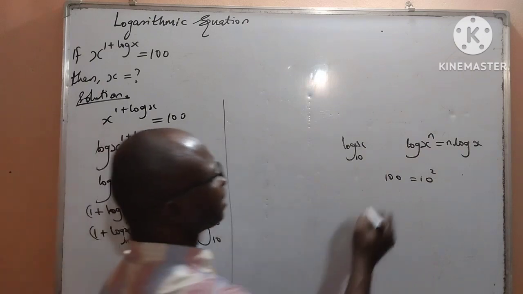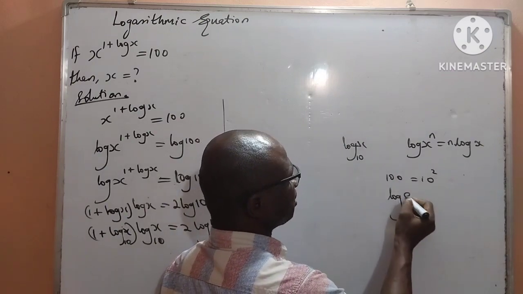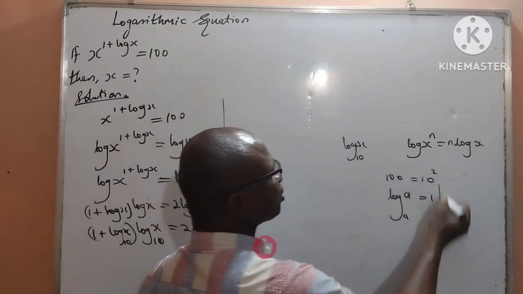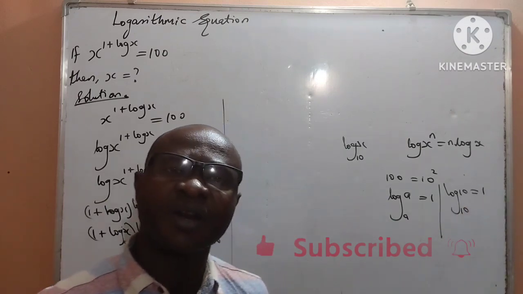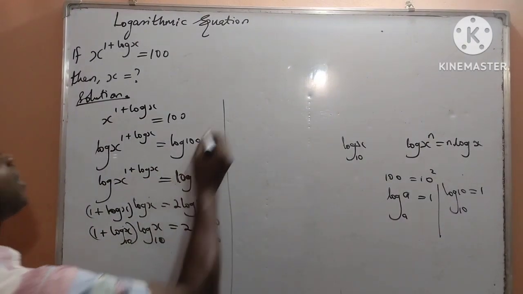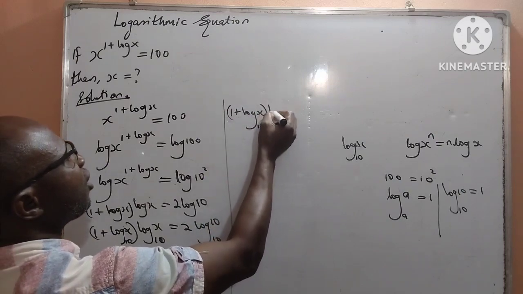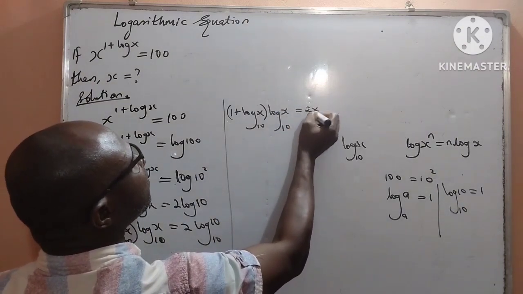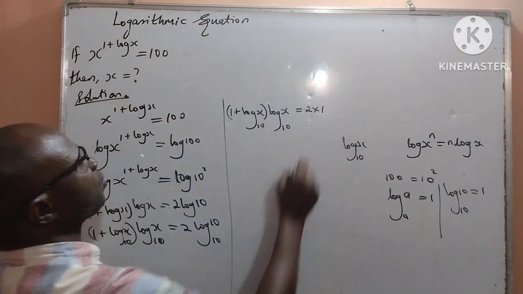Beautiful. Now, see with me that the logarithm of a number to its own base is equal to 1. Log a base a is equal to 1. This implies that the log of 10 base 10 should give us 1. By that, it means I am going to have 1 plus the logarithm of x to base 10, then all multiplied by log x base 10, is equal to 2 multiplied by 1, because the logarithm of 10 to base 10, according to this law, is equal to 1.